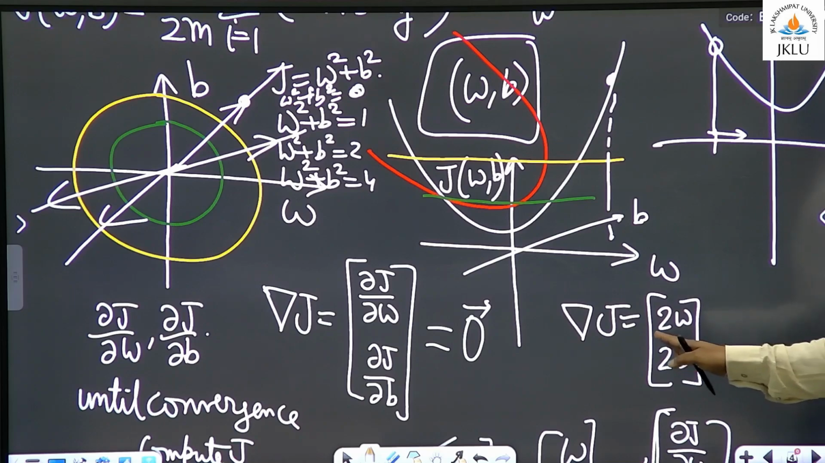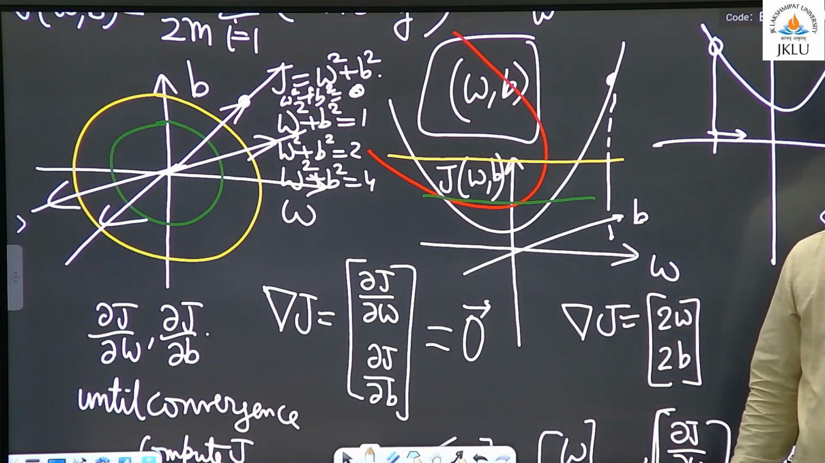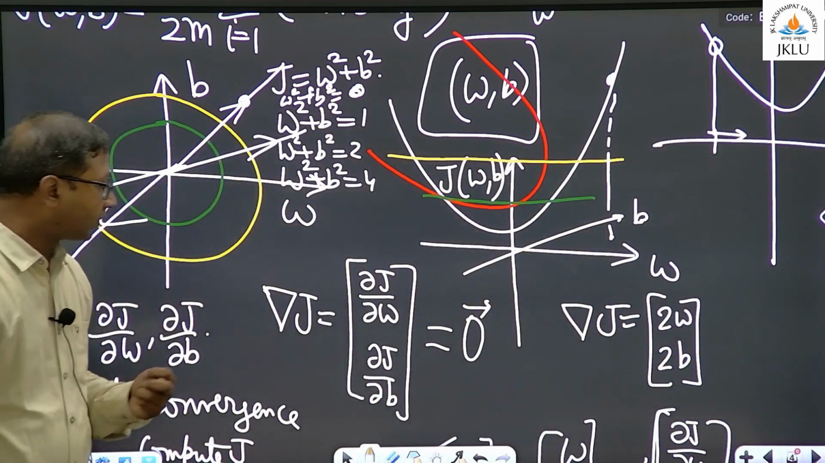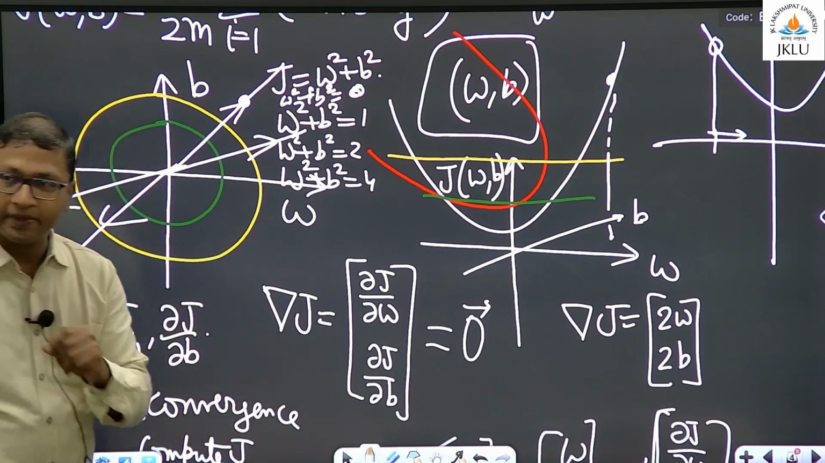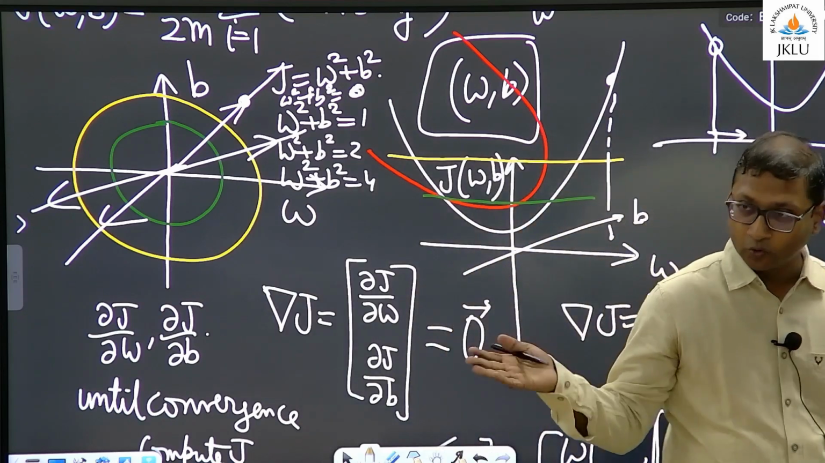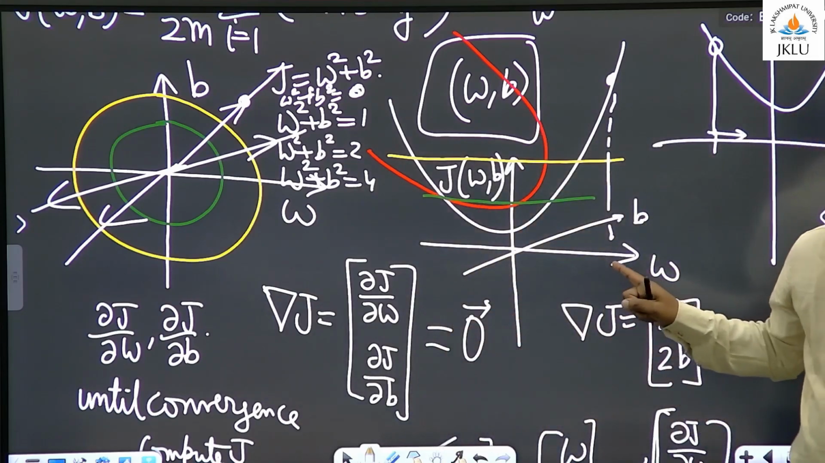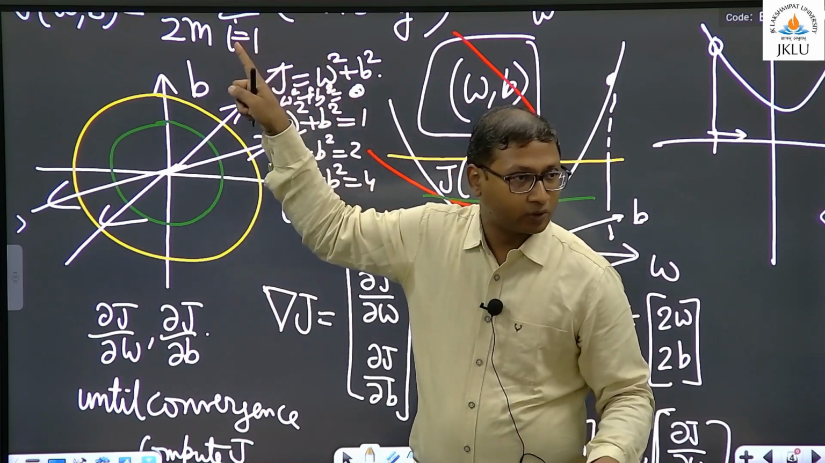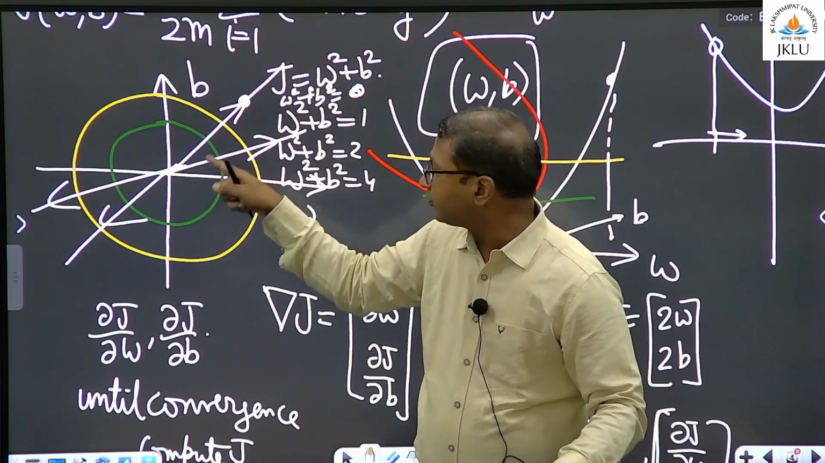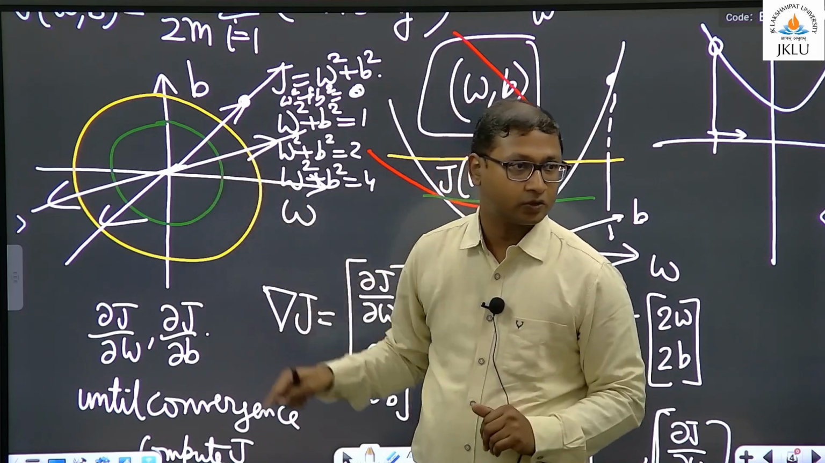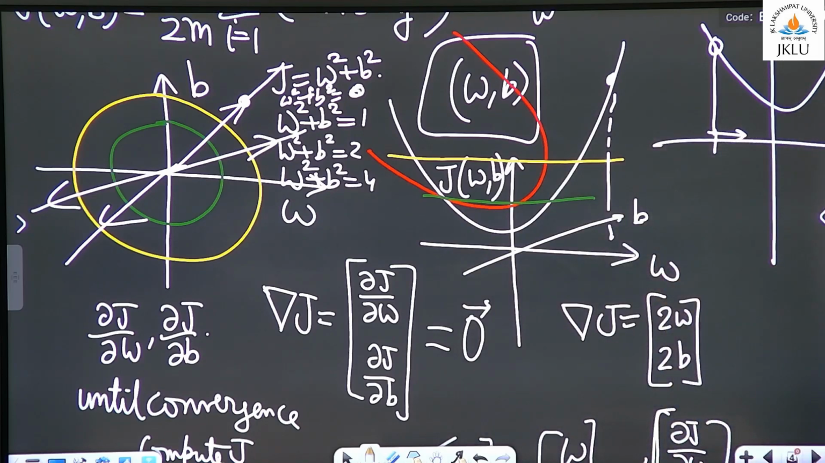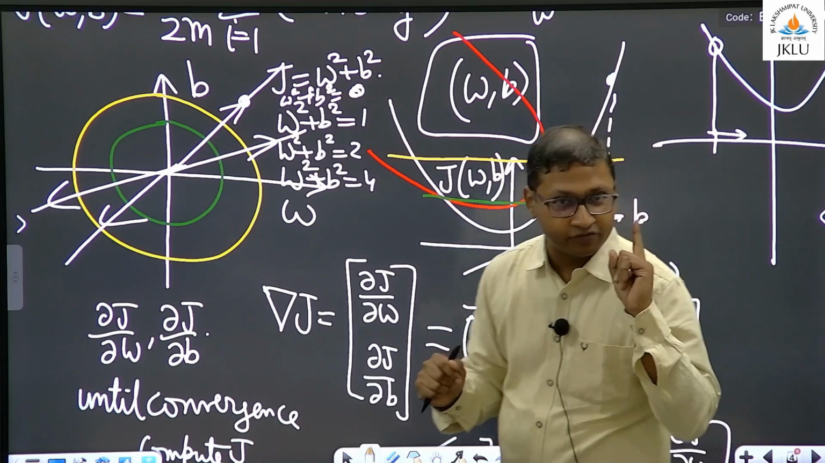So for example, what will be my gradient at any point w comma b? What will be my gradient at any point w comma b? 2w, 2b, right? And this passes through 0 comma 0. So it does not matter which point you are talking about. The gradient will pass through 0 comma 0. What was the definition of gradient? Direction of the steepest increase in the function.